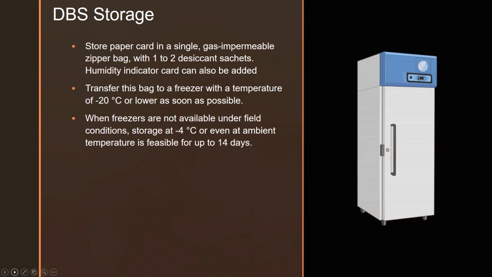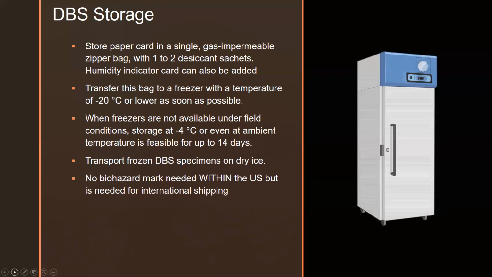When freezers are not available, so under field conditions, storage at negative 4 degrees Celsius or even an ambient temperature is feasible for up to 14 days. But again, depending on the biomarker that you're looking at, that might not be the best idea. For transport, one of the best things to do is just to transport it frozen, especially on dry ice, again, when we're considering things like humidity in the equation.